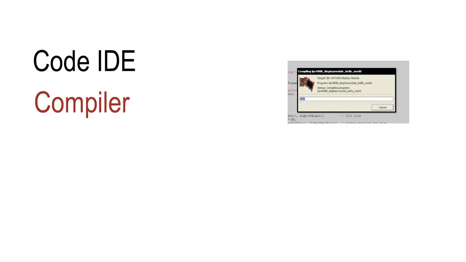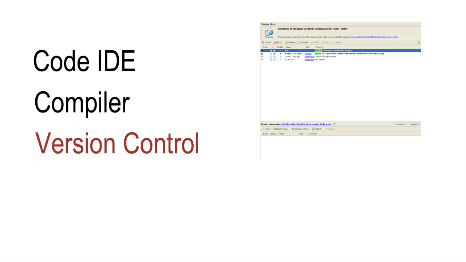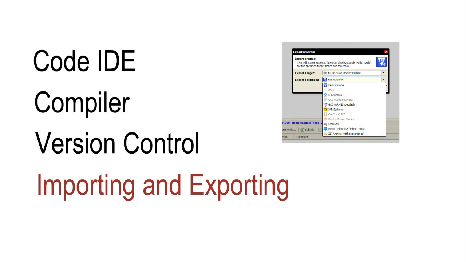Code IDE. This is basically the code editor and project manager. A pre-configured compiler and linker that creates binary files ready to be downloaded. There is built-in version control and support to publish, fork, push and pull the code. It is possible to import and export projects. We will soon talk more about the export functionality.